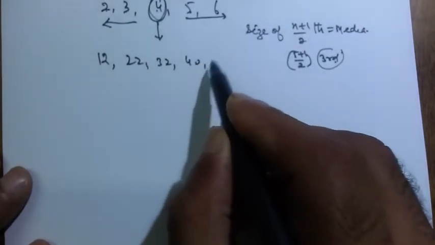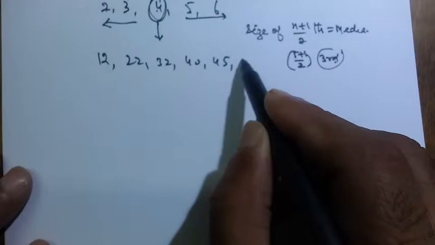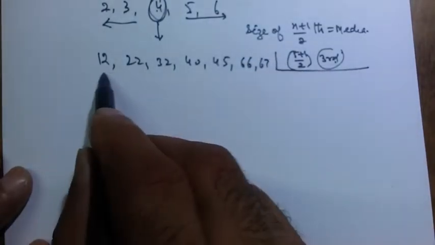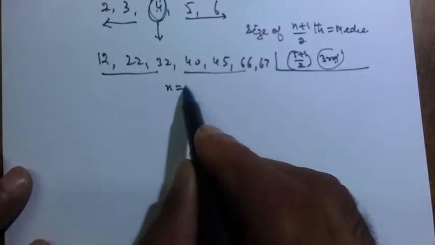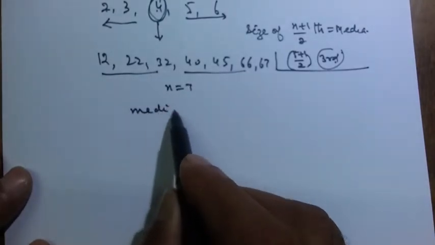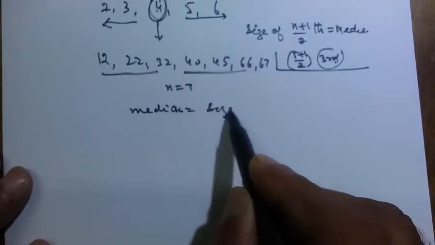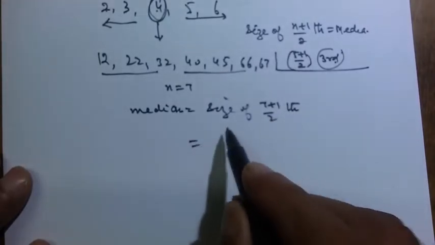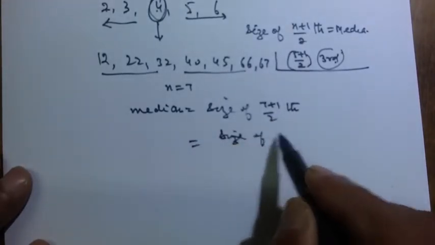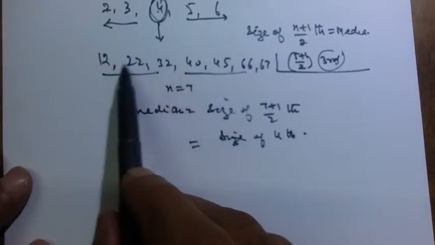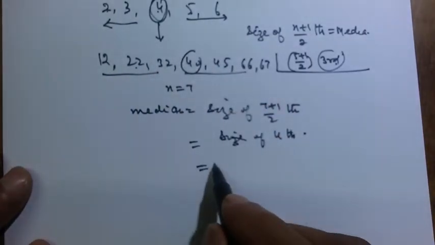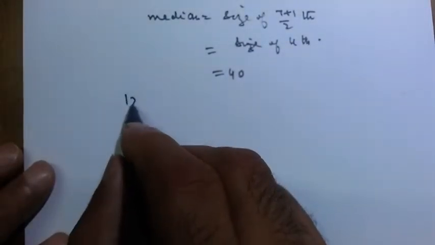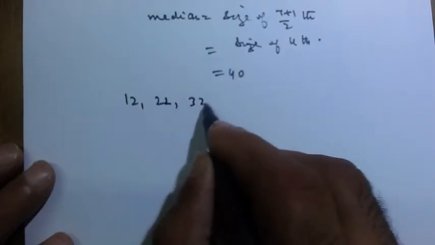I'll first of all arrange this either in increasing order or in decreasing order. Suppose I want to find out the median of this one. How many terms are there? There are 7 terms, n is equal to 7. Which will be the median? Median will be the size of the (n plus 1) divided by 2th item, that means 7 plus 1 divided by 2, the 4th item. What is the 4th item? 1, 2, 3, 4. The answer is 40. Therefore, median is 40.